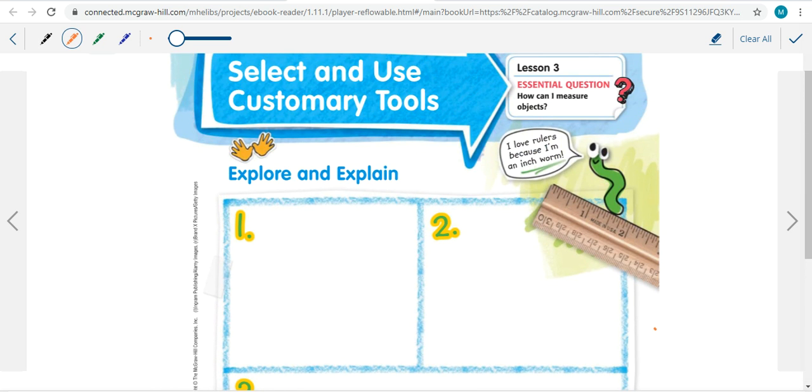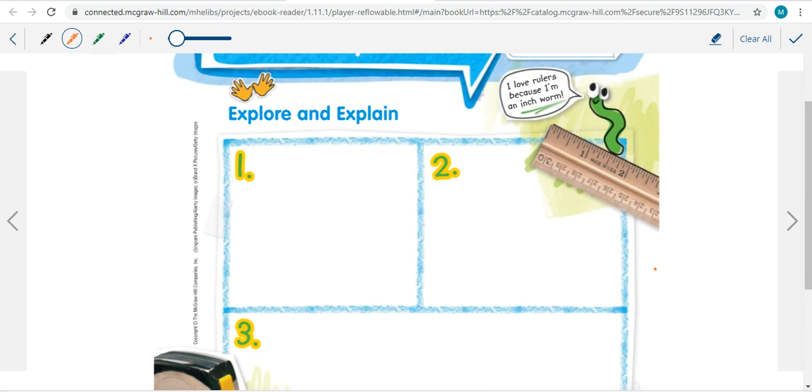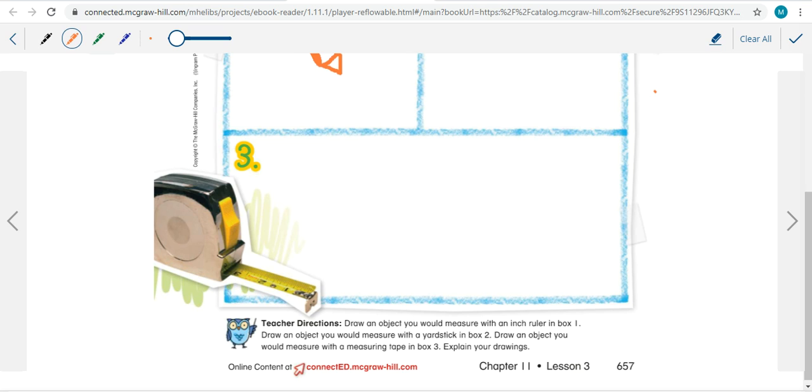So what are we going to do on this page? Number 1, you will draw an object that you could measure with an inch ruler. So for example, Miss Madeleine can draw a pencil. Why? Because a pencil can be measured with an inch ruler, okay? So on box number 1, you need to draw an object that you will measure with an inch ruler.